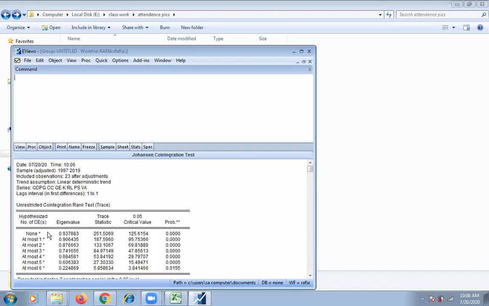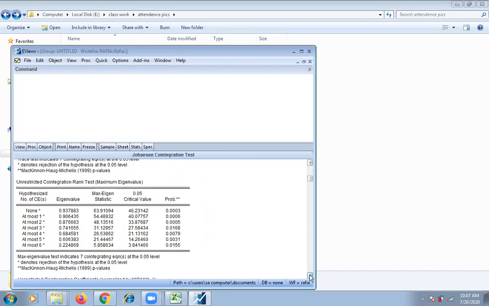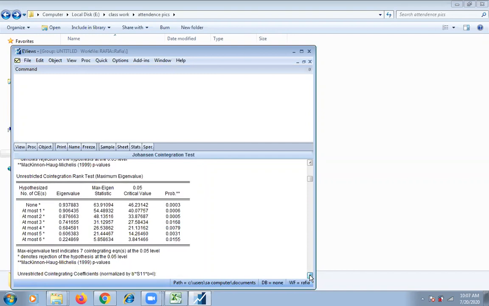The first one is eigenvalue and trace statistics. Both values show that the long run relationship holds, at most in all equations, because the trace statistics is greater than the critical values, and the probability value shows that. Now we are going to see the equation.